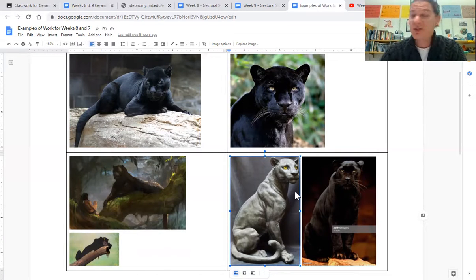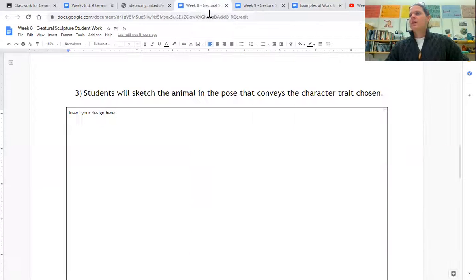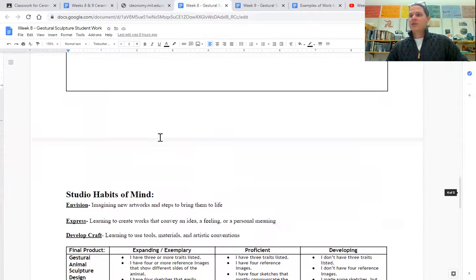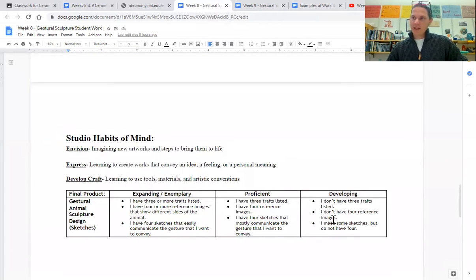Also, in terms of animals, you could do a mythological creature if you want. You could do a hydra, you could do a chimera, you could do a griffin, you could do a dragon. That's up to you. Your choice, your animal, so long as it has a gesture, a pose that connects with the personality trait. So that design goes here. These are the studio habits of mind, and there's your rubric for the grade.